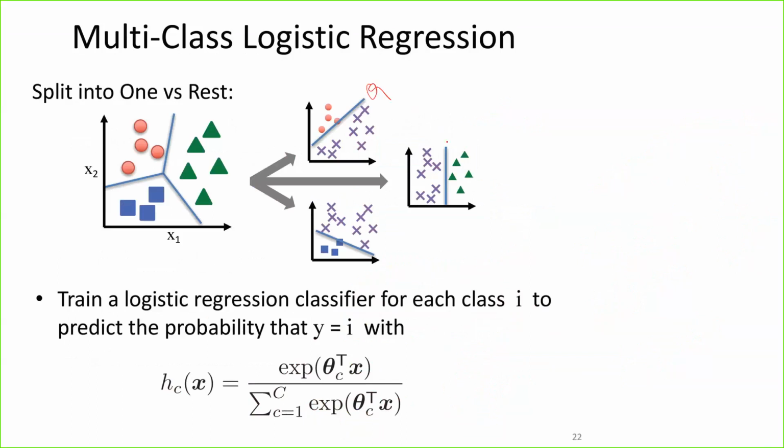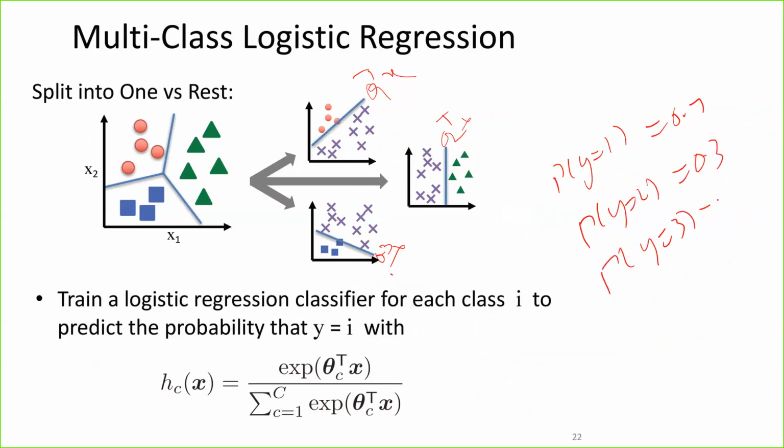This is theta 1 transpose x, this is theta 2 transpose x, this is theta 3 transpose x. And suppose the probability of y equivalent to 1 is 0.7, the probability of y equivalent to 2 is 0.2, and the probability of y equivalent to 3 is 0.1. Which label would you assign, 1 or 2 or 3? 1, because that is maximizing the probability. So we select the class label that maximizes the probability.